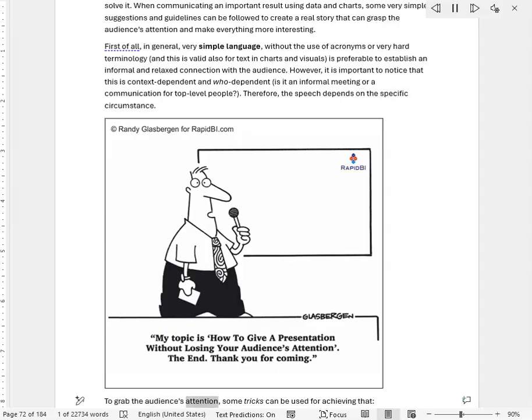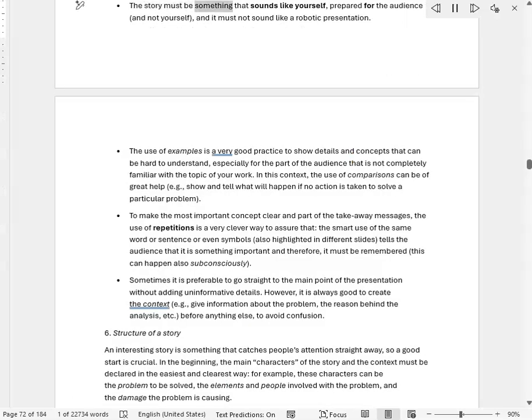To grab the audience's attention, some tricks can be used for achieving that. The story must be something that sounds like yourself, prepared for the audience, and it must not sound like a robotic presentation. The use of examples is a very good practice to show details and concepts that can be hard to understand, especially for the part of the audience that is not completely familiar with the topic of your work. In this context, the use of comparisons can be of great help, e.g., show and tell what will happen if no action is taken to solve a particular problem.